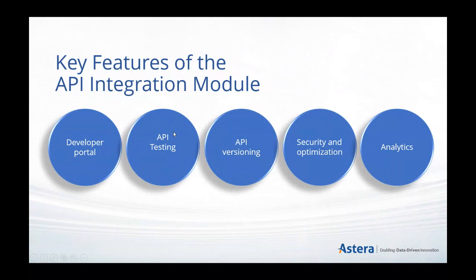We have a capability to automatically test these APIs, right? You're building APIs, you need some way to test them. That'll also be part of this module. Versioning is very important. So to be able to say, here's version 1 of this API, here's version 2, and have them both be supported at the same time. And of course, security and operation and analytics.